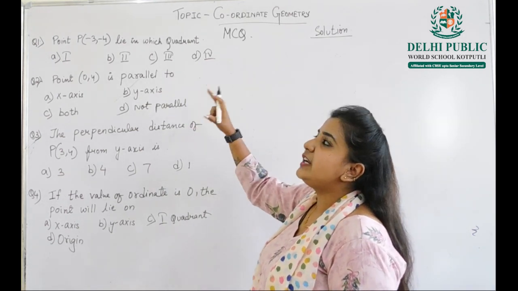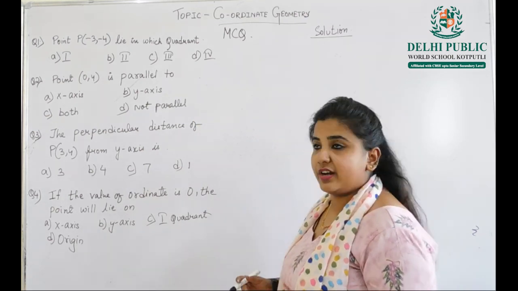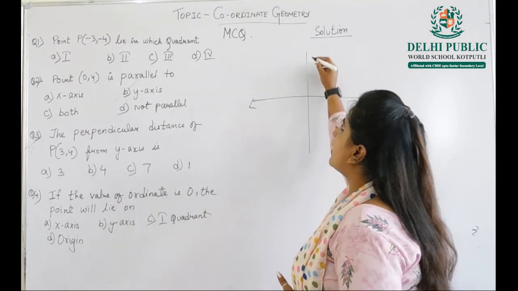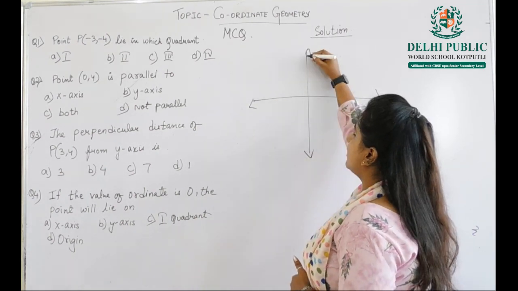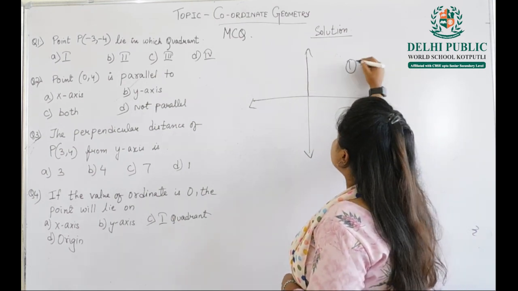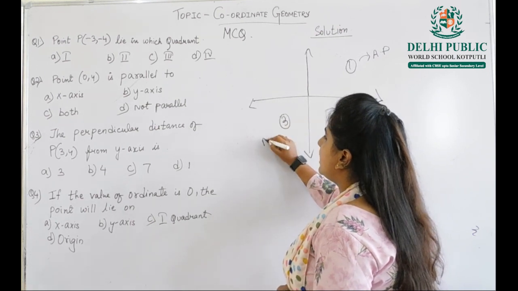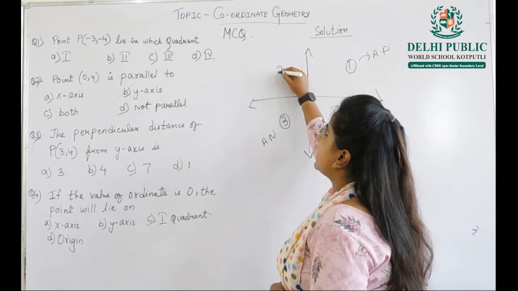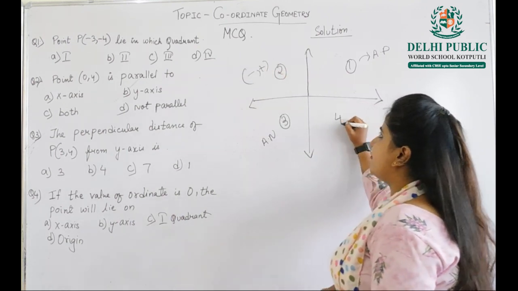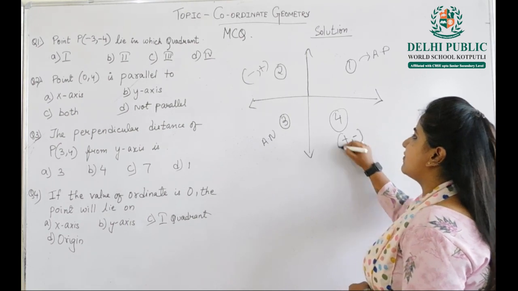It says point P (-3, -4) lies in which quadrant? Now, as we know, there are generally 4 quadrants of our coordinate geometry. The first quadrant is all positive. The third quadrant is all negative. The second quadrant has minus plus values, whereas the fourth quadrant has plus minus values.